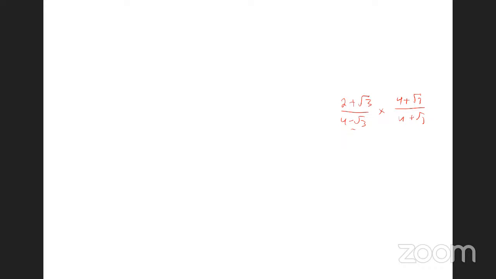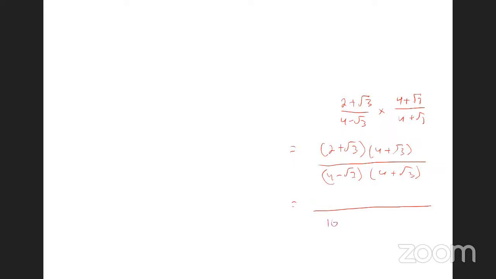So you're multiplying the top. That'll be 2 plus root 3 by 4 plus root 3, all over the denominator, 4 minus root 3 by 4 plus root 3. Right? So the denominator, what you do, you multiply the 4 by the 4. That'll give you 16. Root 3 by root 3, that's 3. And you're good to go.